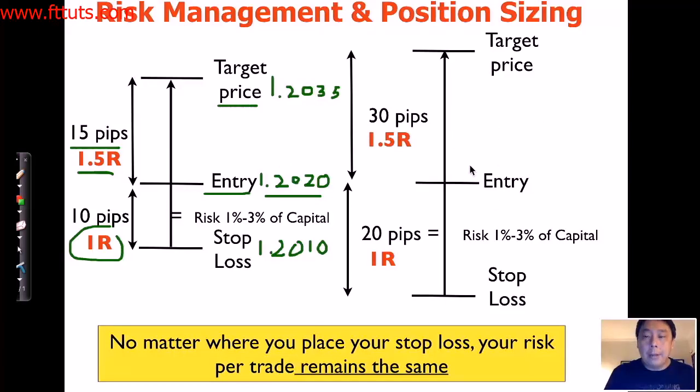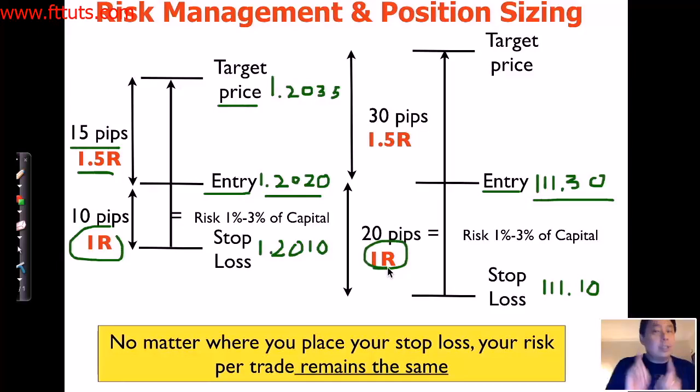Now, over here, it's a different trade. Say I'm trading the dollar yen, entering at 111.30, for example. I'm going long on the dollar yen. My stop loss in this case will be 20 pips away because of that specific candlestick pattern or strategy. So my stop loss would be 111.10. In this case, my stop loss is further away from the other one, but the risk should still be the same. Not should, must be the same. So it is still 1R.